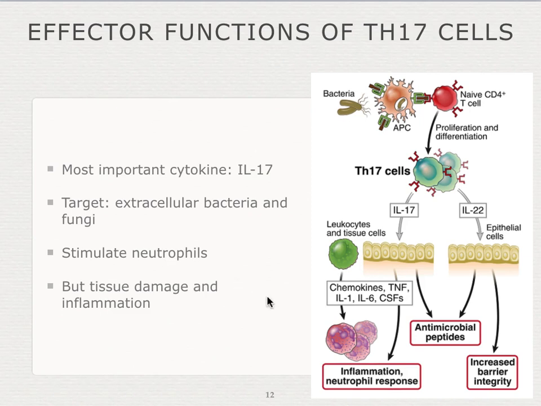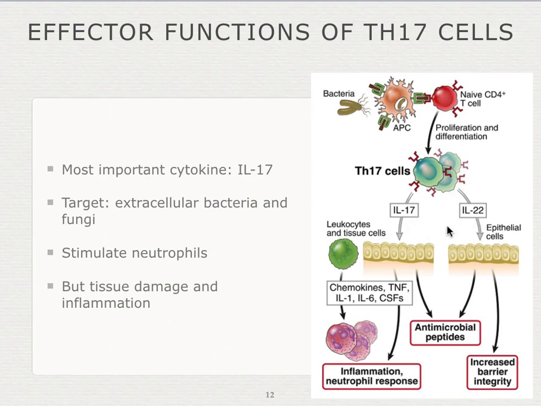We also have Th17 cells that are meant to respond to extracellular threats like fungi. Its most important cytokine is IL-17. So if a dendritic cell eats up an extracellular bacterium or fungi, then it will present parts to the naive CD4 positive T cell. It will give it signals saying we need Th17 cells. So these cells will develop, and these cells make IL-17 and IL-22.